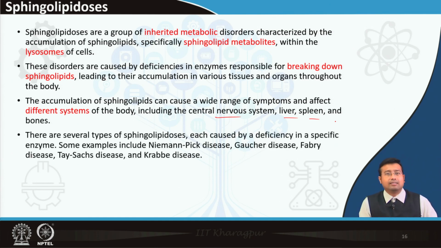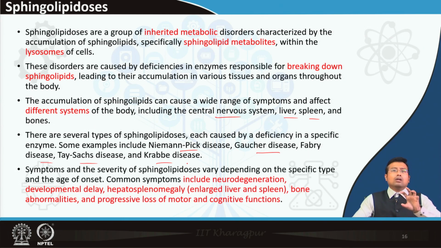There are multiple examples, names that we will be discussing very soon in tabulated form for you: Niemann-Pick disease, Gaucher disease, Fabry disease, Tay-Sachs, Krabbe. Those are important names that you should remember. Okay, we will be showing you a chart where it will be much easier for you to visualize. So, the symptoms are more or less common. The very first symptoms that we are concerned about in all metabolic disorders are neurodegeneration, developmental delay combined with hepatosplenomegaly, liver and spleen will increase in size, bone abnormality, progressive loss of motor and cognitive function. So, mainly neurological function and storage functions are hampered.